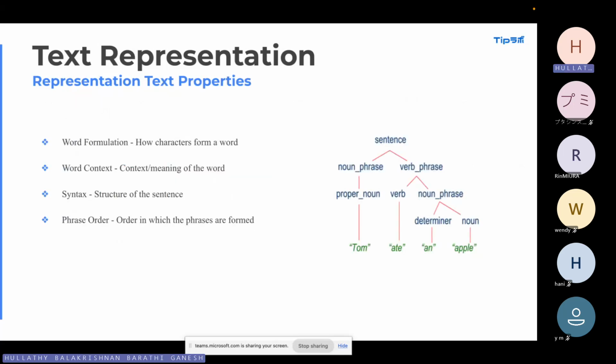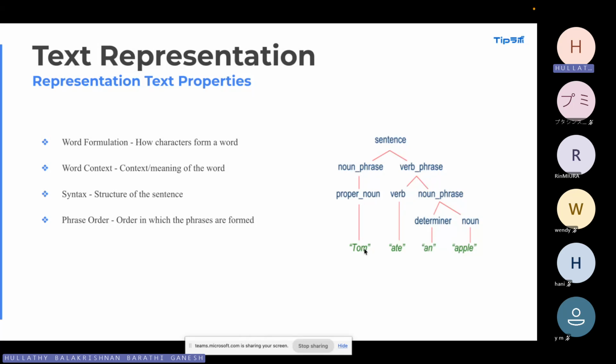Now, before getting into vector representation in detail, I want to explain the fundamental properties a good algorithm or representation method should reflect, so that it gives a complete representation of the text. If you take a sentence, Tom ate an apple, the word itself has a meaning, and how the word is formulated will also have meaning.